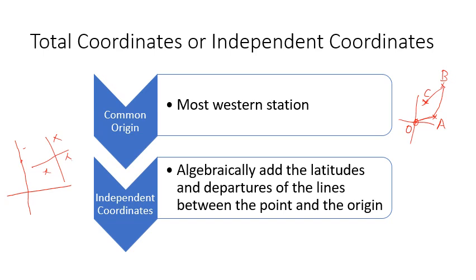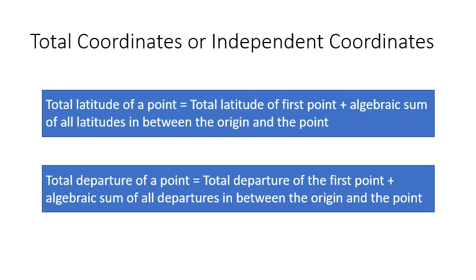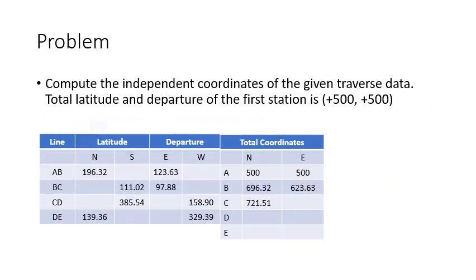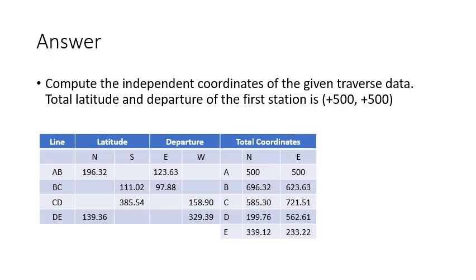How to get the total departure for C? You have to algebraically add the departures of the lines. So what are those lines? OA, AB, BC. That will give you the total departure of point C. Equation: how to get the total latitude of a point? Total latitude of the first point plus the algebraic sum of all the latitudes in between. Right. Calculate total latitudes and total departures. So you try out the remaining positions also. Check your answer with this table.